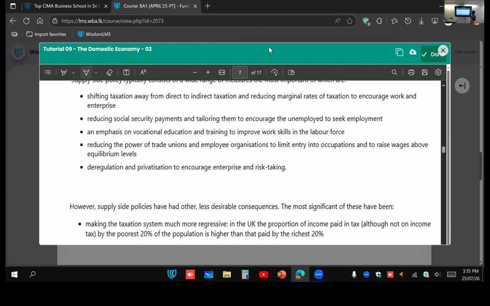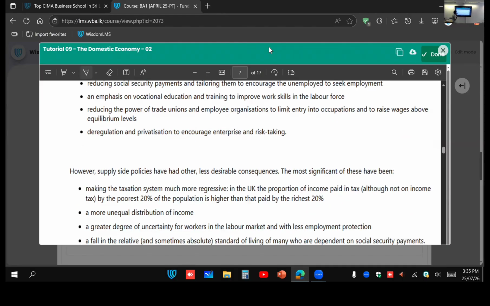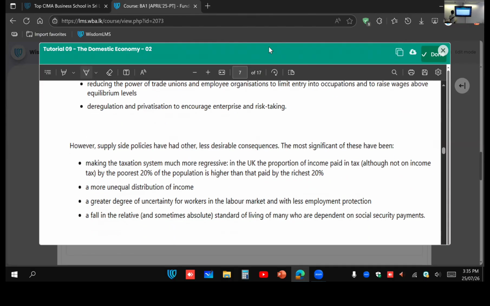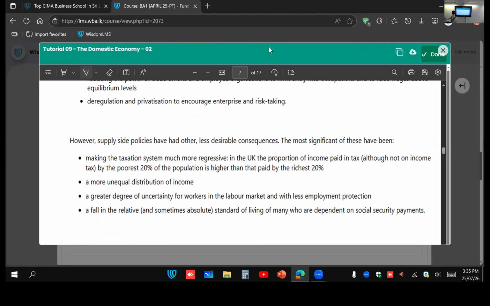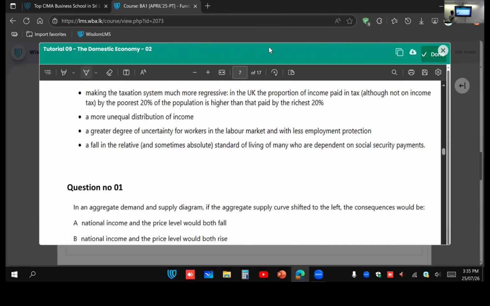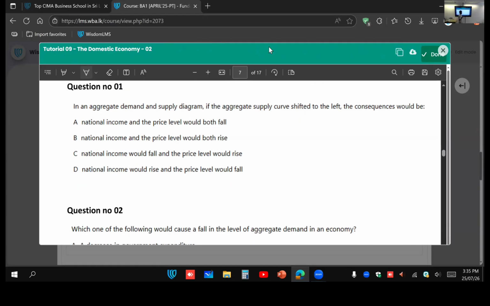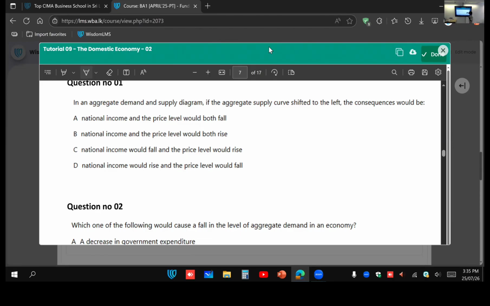However, supply side policies have had other less desirable consequences as well. Most significant of these have been making the taxation system more aggressive and so on. You may read it later. So that's all about aggregate demand and supply, the equilibrium and how that affects national income levels. Using the knowledge you gained, we shall do questions.